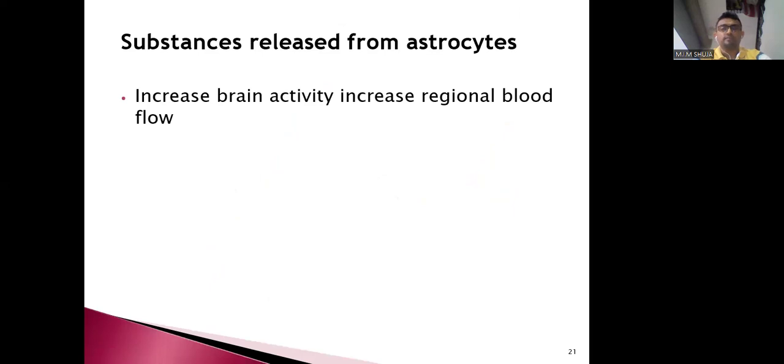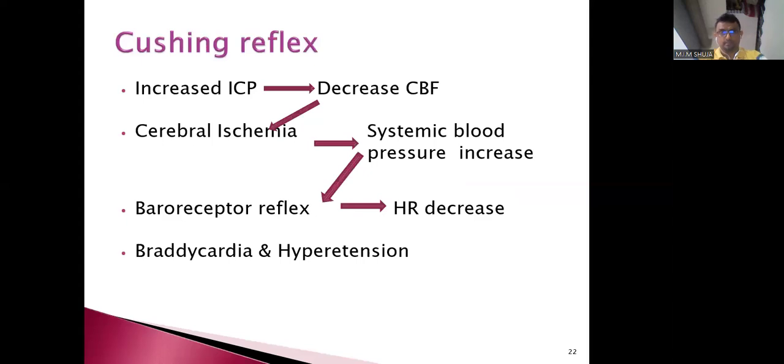There are a few substances released from astrocytes that also change the regional blood flow. Now we'll have a look at the Cushing reflex. When there is an increase in intracranial pressure, because of the increase in the confined space, the cerebral blood flow or the cerebral perfusion pressure is reduced.